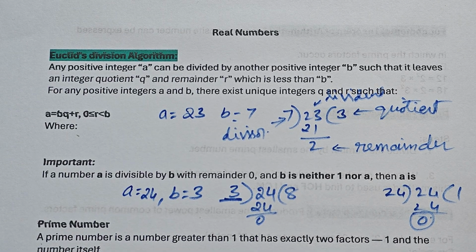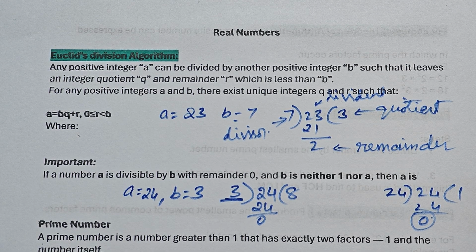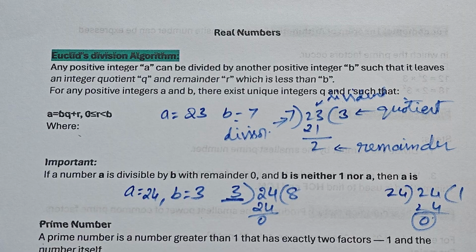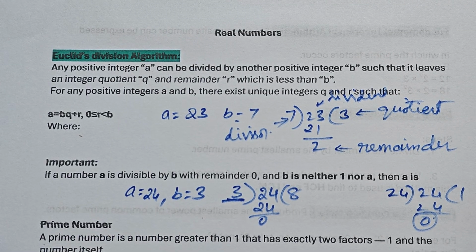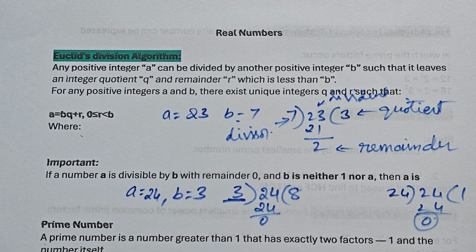What actually Euclid's division algorithm states: any positive integer a can be divided by another positive integer b such that it leaves an integer quotient q and remainder r which is less than b. Remember, here we are dealing with only integers and that too only positive integers. As per the definition, a can be divided by b such that it will have a quotient q and remainder r.